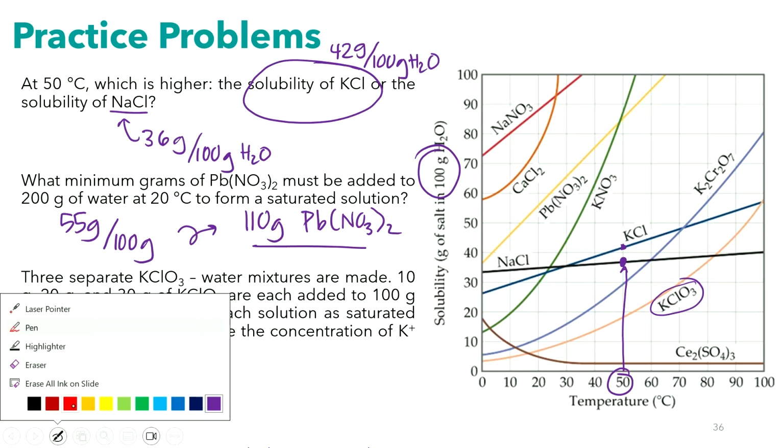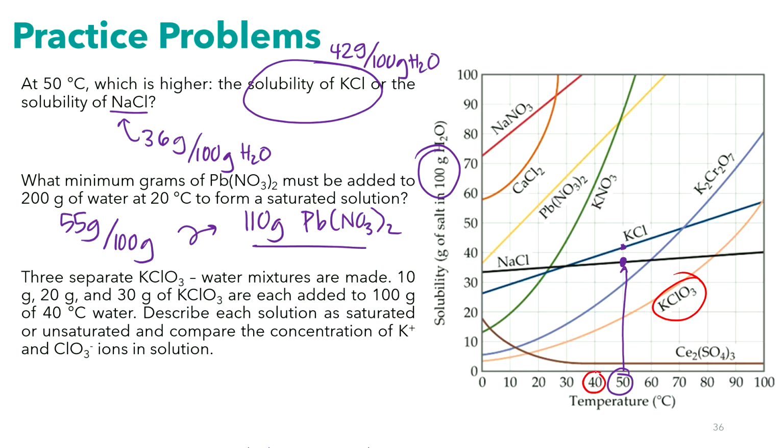Let's change color. We're at 40. I put in 10 grams. Here's 10, so my 10 grams is underneath that line. All of it dissolves, and I will call this an unsaturated solution. My concentration will be 10 grams per that 100 grams of water. Then in my next one, I put in 20. I went beyond my saturation point. I went beyond the solubility. This is saturated.